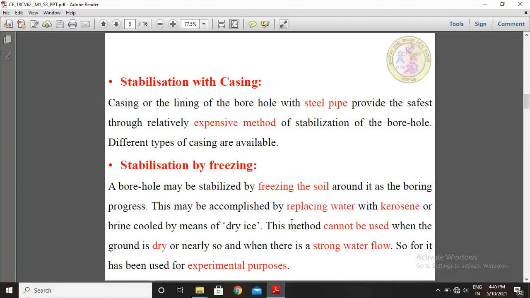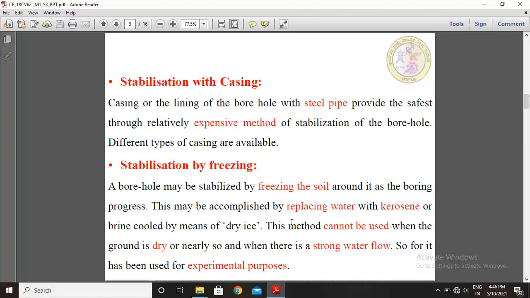How is stabilization with casing done? Casing is the lining of the borehole with steel pipe. It provides the safest, though relatively expensive, method of stabilization of the borehole. Different types of casing are available, with different lengths and different diameters, for stabilization by casing.